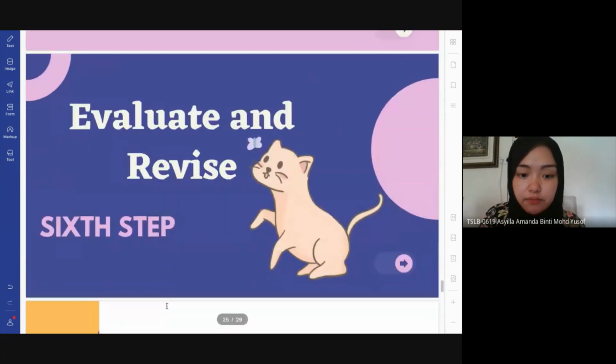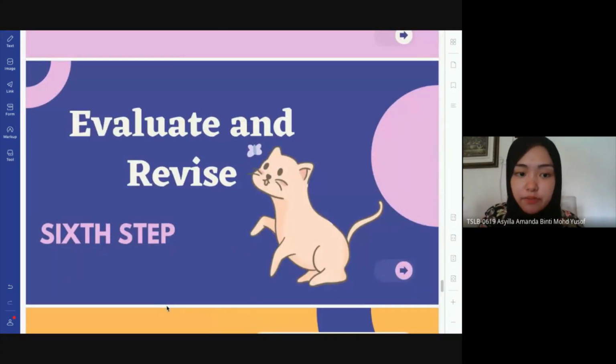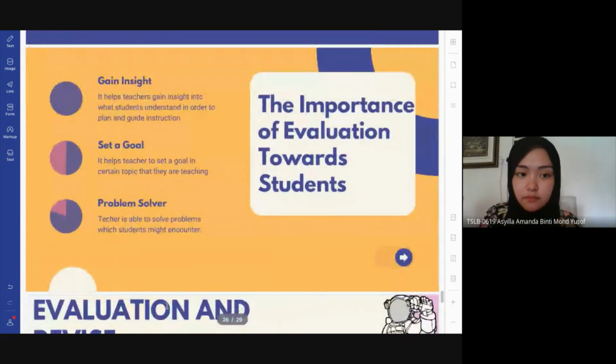The next one. All right, so we are going to be moving on to the very last point, which is to evaluate and revise. So the importance of evaluation and revise towards students. The first one is to gain insight. By evaluations, teachers gain an advantage, which is they will be able to acknowledge what students understand and what students don't understand. This can be used as a guidance and plan.